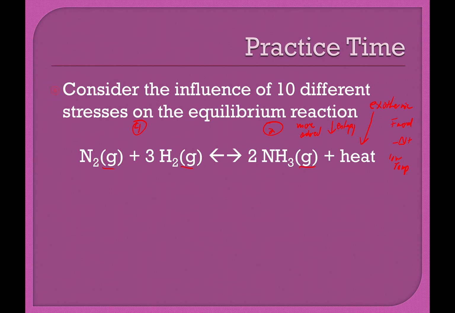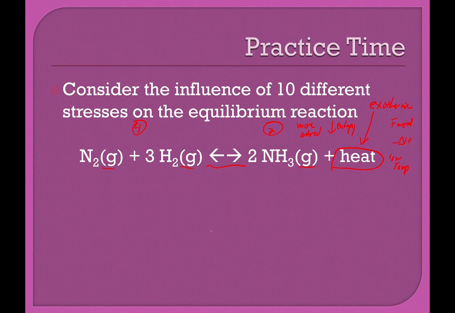So the heat value in our reaction here, we're going to treat like it's a regular product. Just like it's an NH3, we're going to treat the different stresses on that system just like heat is a product. And that should help here. We have the double arrow indicating that both forward and reverse reactions can occur simultaneously and that this reaction can achieve equilibrium.